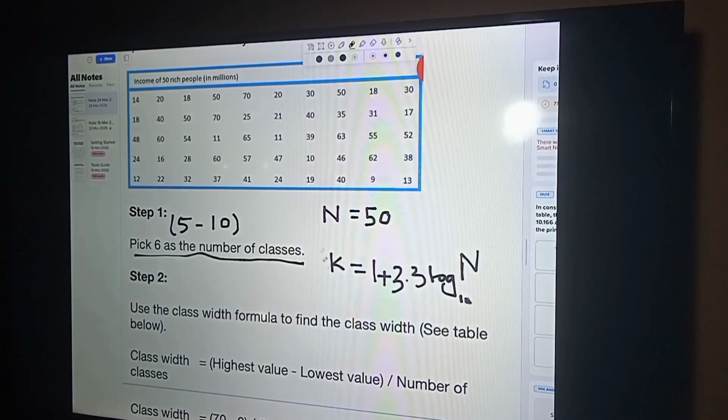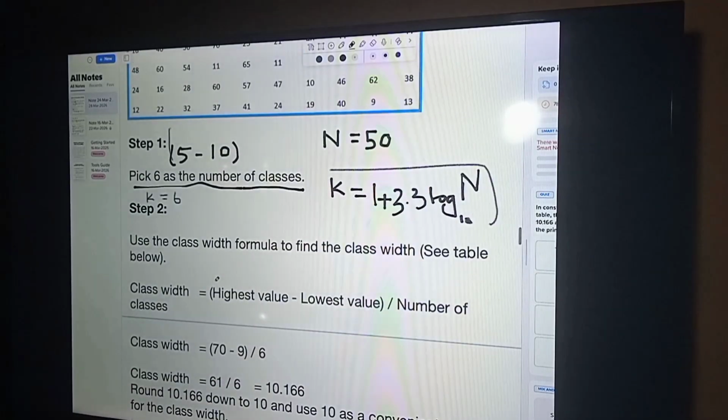But I didn't use this formula. I have just picked 6 from this range. So you can do so, and here I have taken k is equal to 6. So this is the first step. You can take any value from this range or you can use this formula.